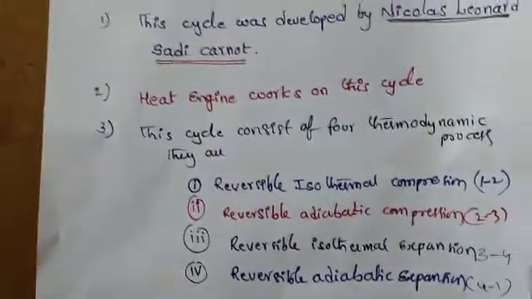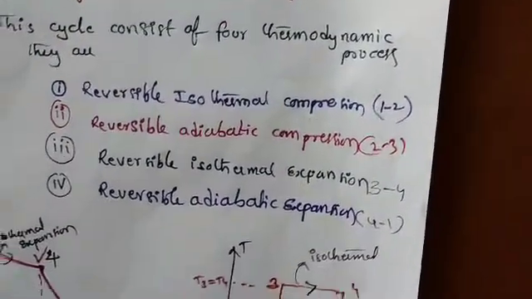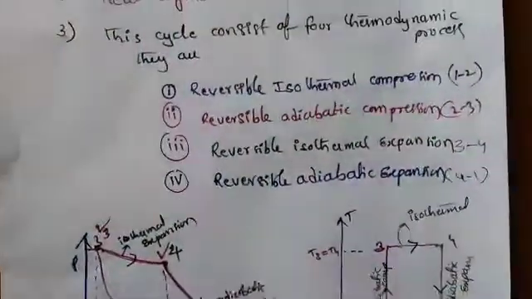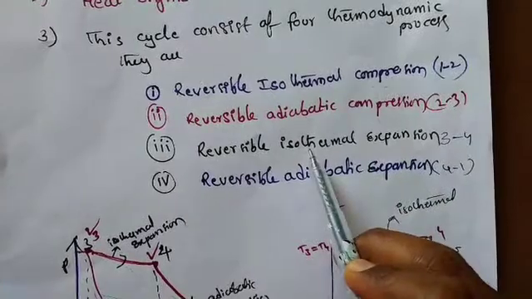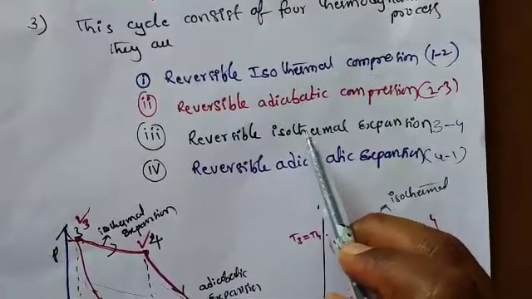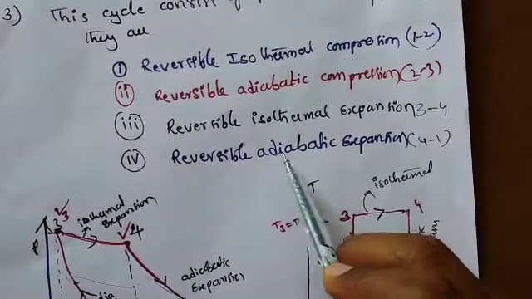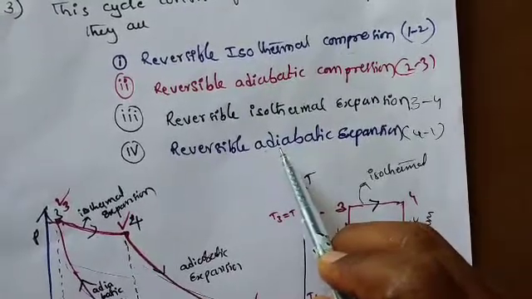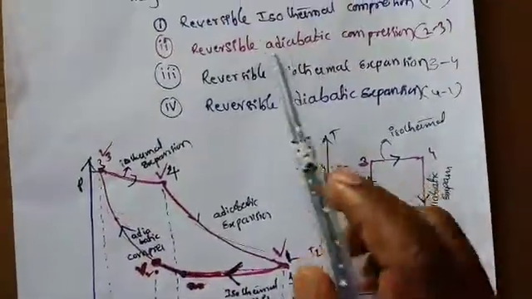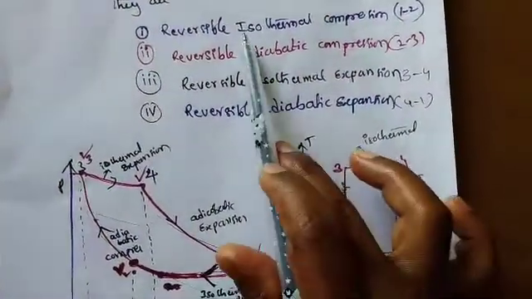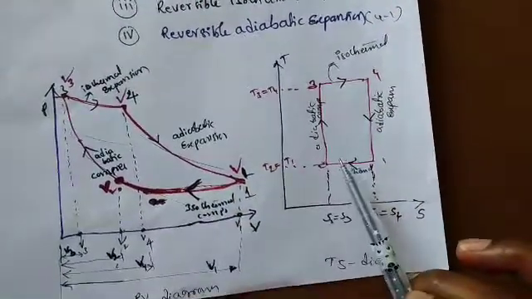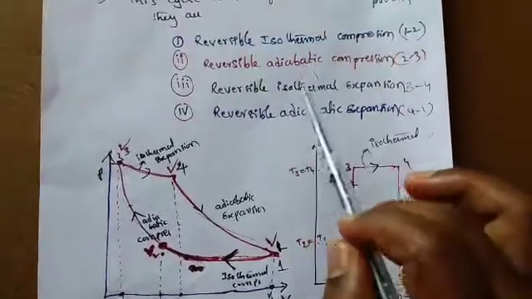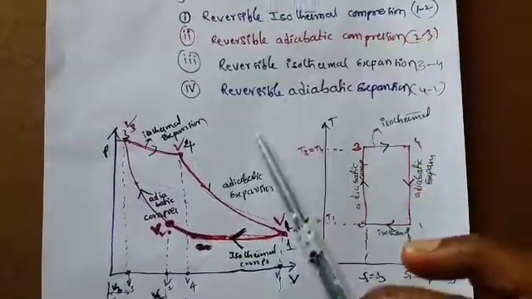They are: first one is reversible isothermal compression process. Second one, reversible adiabatic compression process. Third, reversible isothermal expansion process, and fourth one, reversible adiabatic expansion process, that is 4 to 1. So by using these four thermodynamic processes, let us see how to draw the PV diagram and TS diagram.